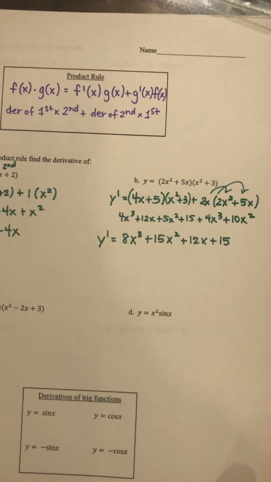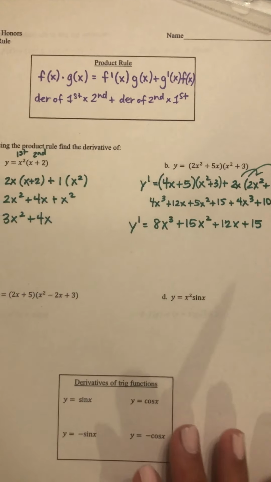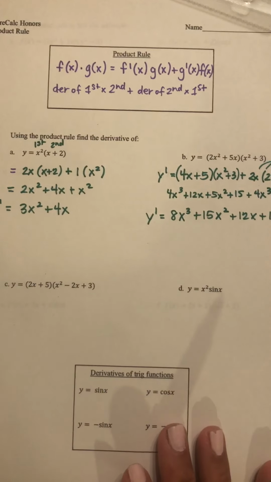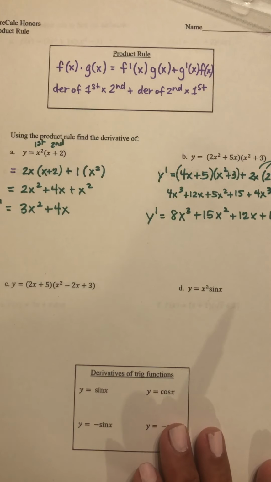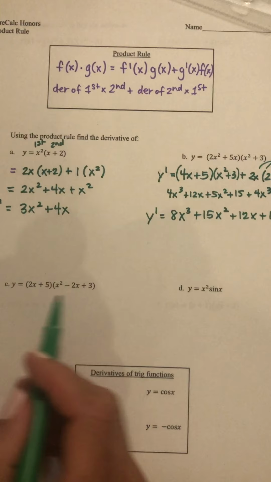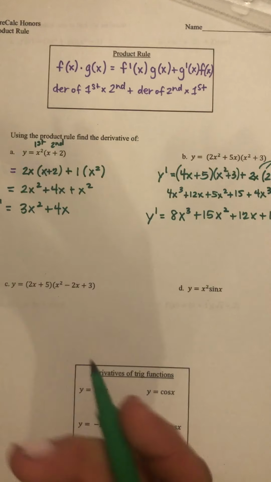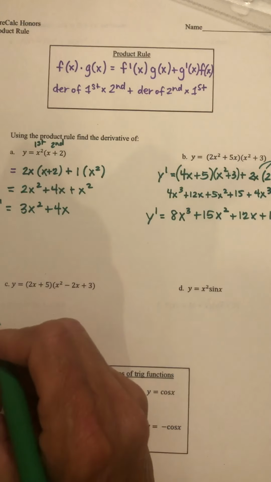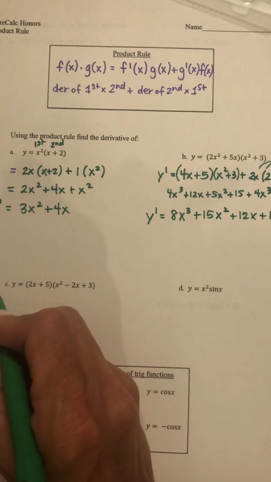But what happens is it turns out to be tedious, especially if you have, like in letter C, a trinomial times a binomial. That's annoying. So a rule like the product rule just makes it a teeny bit easier. Okay, so let's look at C. C is annoying, like I said, because you have that trinomial in there. So if you wanted to multiply them out, pain in the hiney. But let's try our little trick here, our little rule.